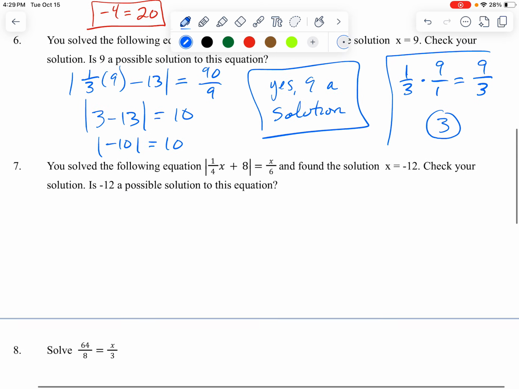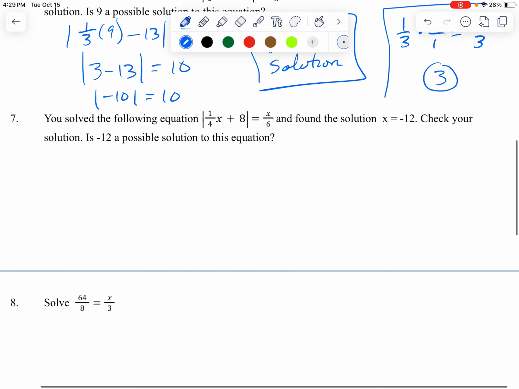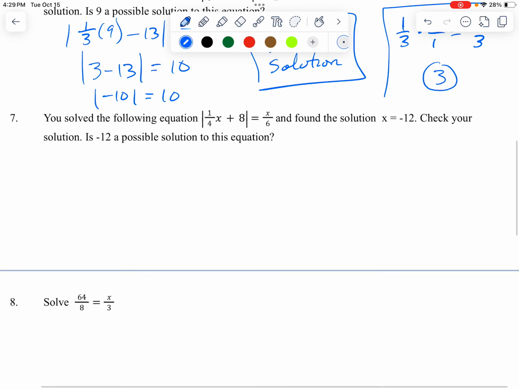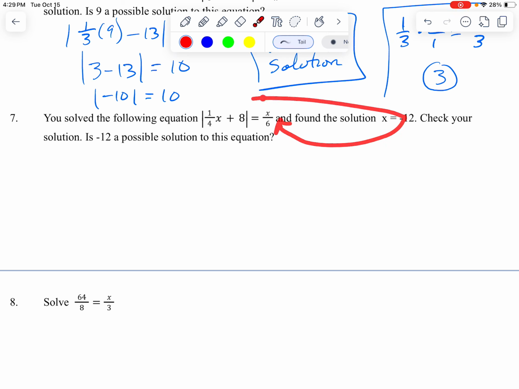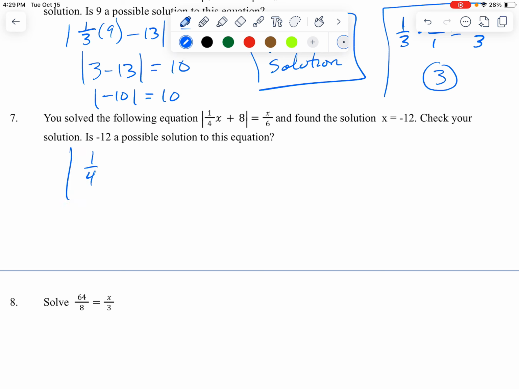Moving on to number 7, the second problem like this. This is the same idea. Okay, just to give you an extra opportunity to practice this. Take that x value, we're going to plug it in to both places. There's an x. So I've got 1/4 times negative 12 plus 8 equals negative 12 over 6.